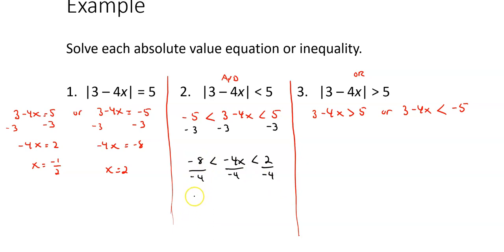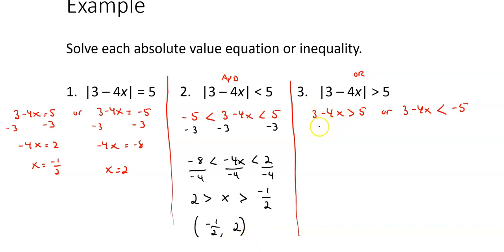Negative 8 divided by negative 4 is 2. That less than becomes a greater than. Negative 4x divided by negative 4 is x. That one becomes a greater than. Negative 1/2. Notice now the arrows are all pointing in the correct direction. If I hadn't flipped my signs, it would be weird. I'd be getting that negative 1/2 is bigger than 2, which is not correct. So if I want to write this in interval notation, the values go from negative 1/2 to positive 2. So when you divide by a negative, you got to flip the signs.